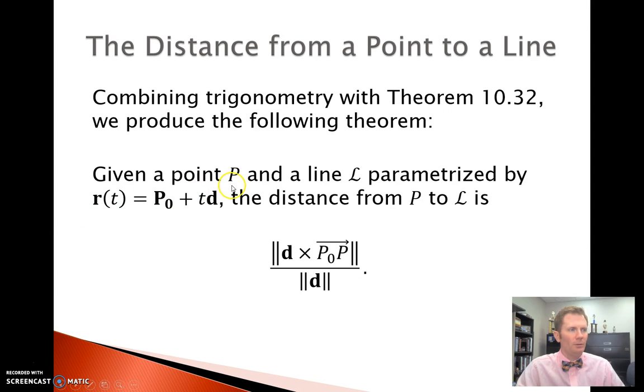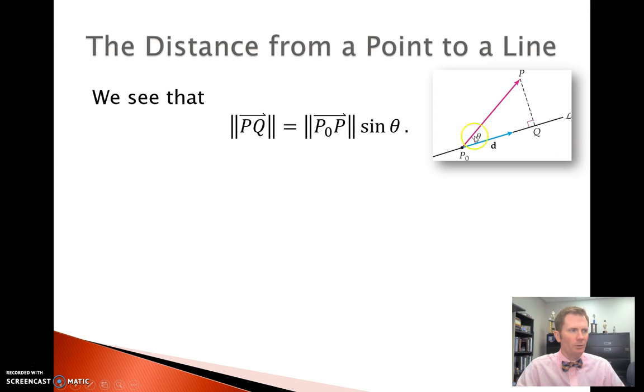So again, notice that point P is not on the line, and line L is parameterized by this generic vector-valued function P0 plus t times d. And so this expression I'm saying is going to give us the distance from that point to the line. So the trigonometry part of it, if we go back to that original triangular diagram I had a few minutes ago, this is the trigonometry piece of it.